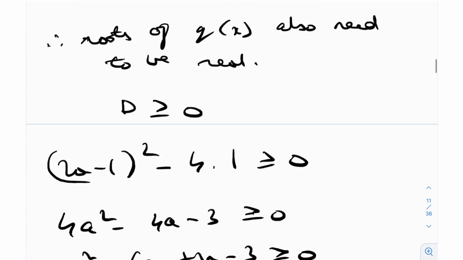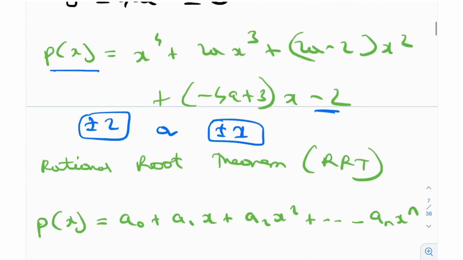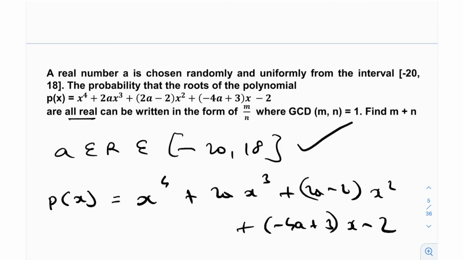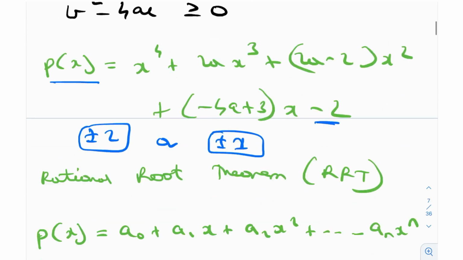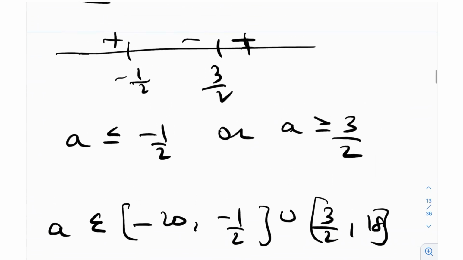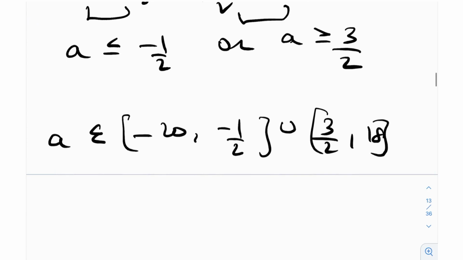Why? Because they told us the interval of a, right? They're telling us in a way the interval of a over here. A can be any real number between this interval. So in a way, the limits of a are kind of fixed, right? It can go down to negative 20 or it can go as high as 18. So it's a very fixed interval. We get finite intervals over here. Okay, great. Now what's the probability that all of them are real?